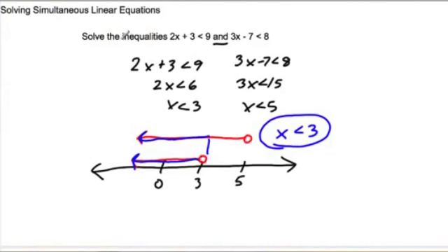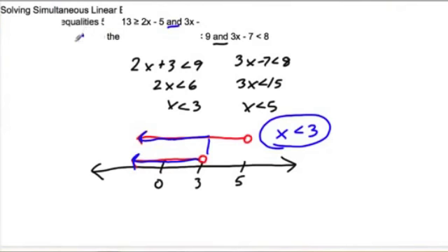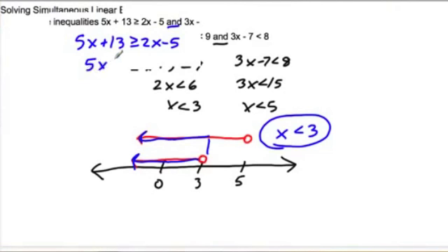Solve the inequalities 5x plus 13 is greater than or equal to 2x minus 5, and, again, I'm combining two situations, 3x minus 7 is greater than 9x plus 11. So the first thing I'm going to do is solve my first inequality. 5x plus 13 is greater than or equal to 2x minus 5. I'm going to subtract 13. So I get 5x is greater than or equal to 2x minus 18.